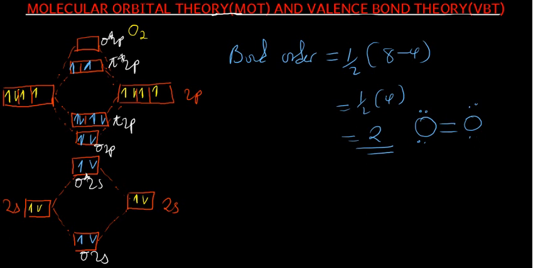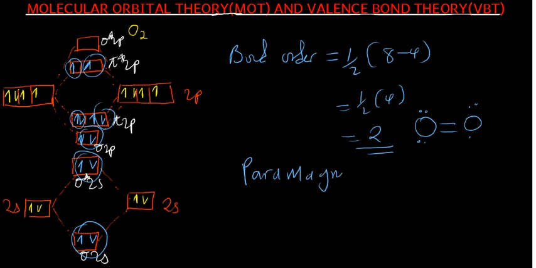Okay, now let's determine the magnetic property for the oxygen molecule. Notice that this is double, this is double, this is double, that is double, that is double, but these are single. So because we have two orbitals which are singly occupied, the magnetic property is paramagnetic. So that is paramagnetic.